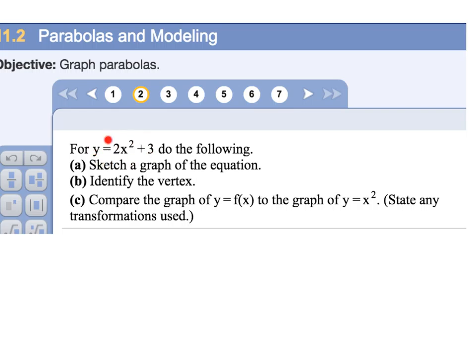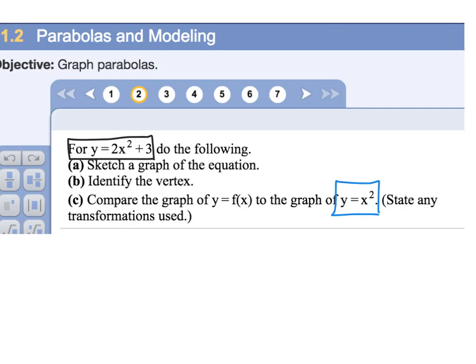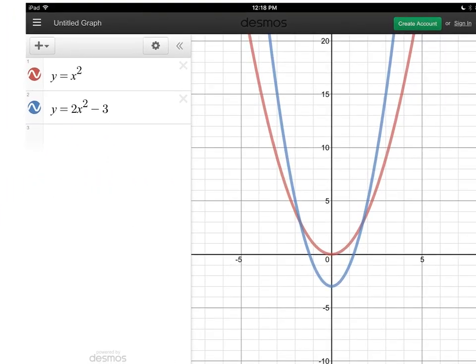All right, so here we're going to sketch this equation, 2x squared plus 3. But I'm going to go out of order, and we're going to use Desmos, and we're going to compare it with the home function of y is equal to x squared. So I'm going to go over here, and here are our two functions. You'll notice the home function is in red. I think it's always going to be in red. And then you'll notice the transformed function here, the 2x squared minus 3. So let's first highlight the home function.